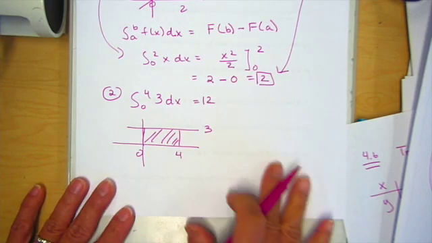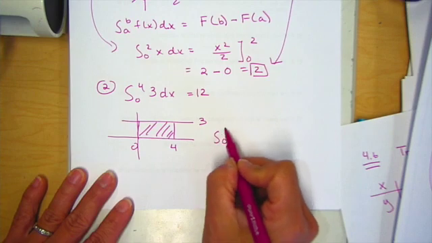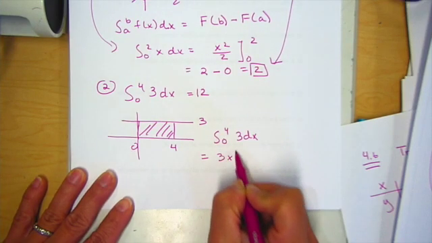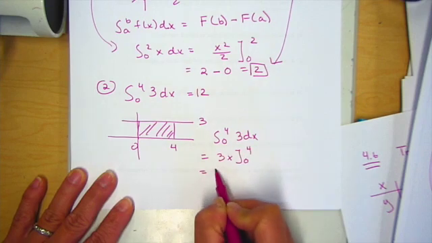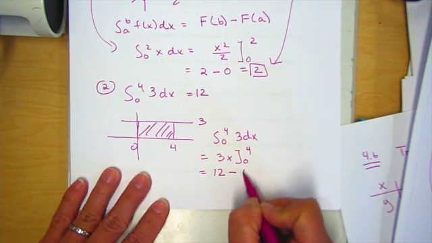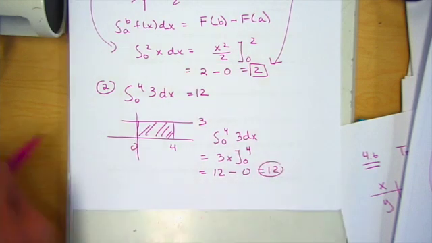If you're going to use the fundamental theorem, this says that, okay, the antiderivative of 3 is 3x. Plug in the upper bound, which is 4, so I get 12. Subtract off what you get when you plug in the lower bound, which is 0. So my answer is 12. Exact same answer as when I do it geometrically.